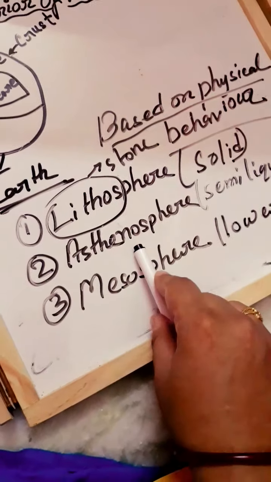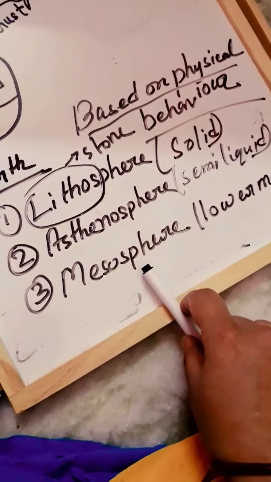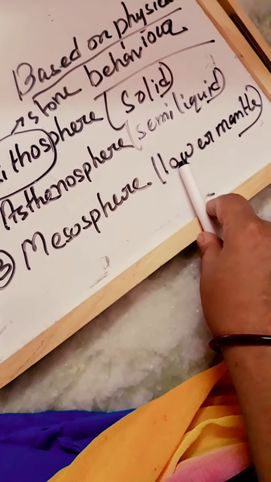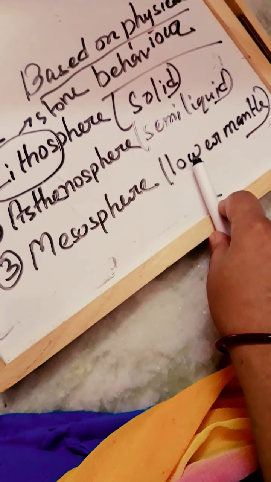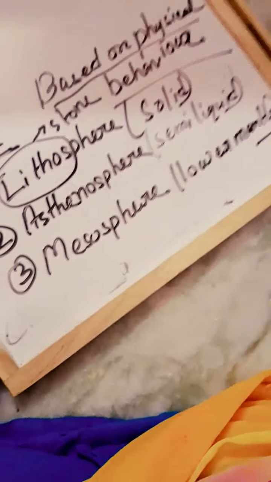Then asthenosphere, which is not solid, is semi-liquid. Next, the mesosphere is rigid. Rigid means easily breakable or not flexible. Rigid and brittle means not flexible and easily breakable.